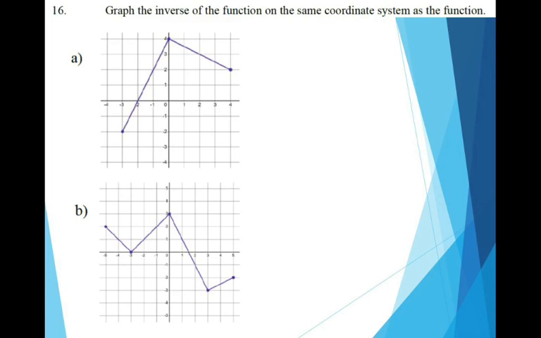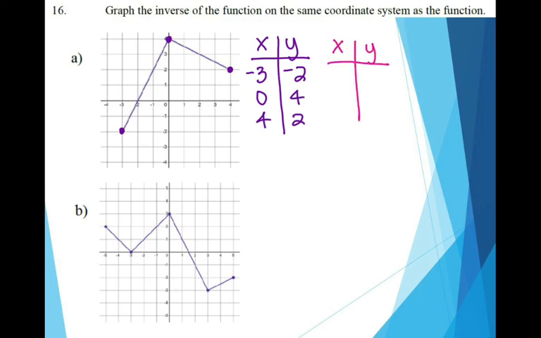Okay, so when you're trying to find the inverse, you're always switching your x's and y's, right? That's what we did when we were actually finding the inverse. When we were talking about domain and range, we were switching the x's and y's. So that's exactly what I'm going to do for this. I'm going to make a table of my original point values. So this point right here is -3, -2. This point is 0, 4, and this point is 4, 2. And for my inverse, I'm literally going to switch my x's and y's. So this becomes -2, -3, 4 and 0, and 2 and 4.